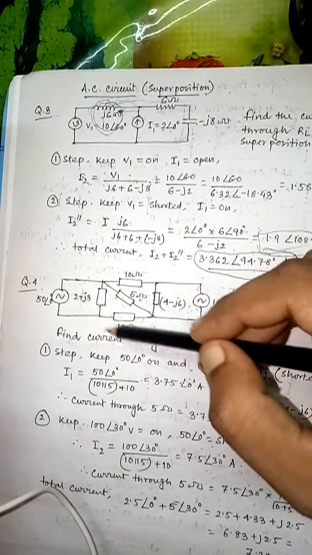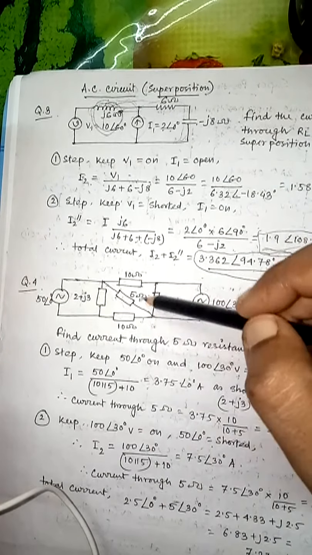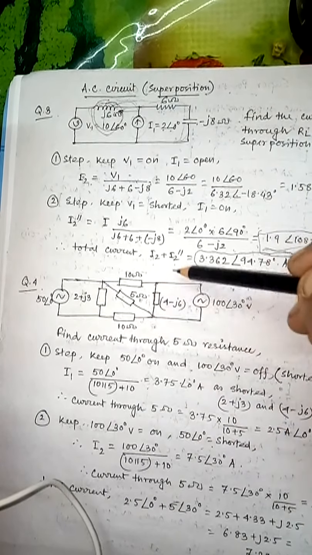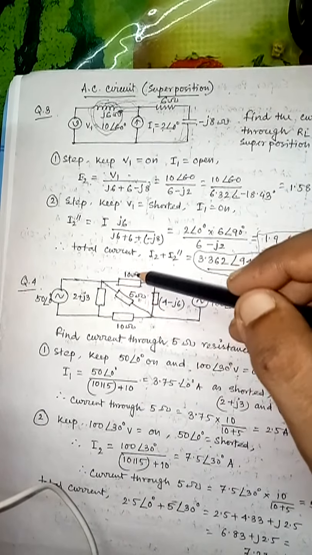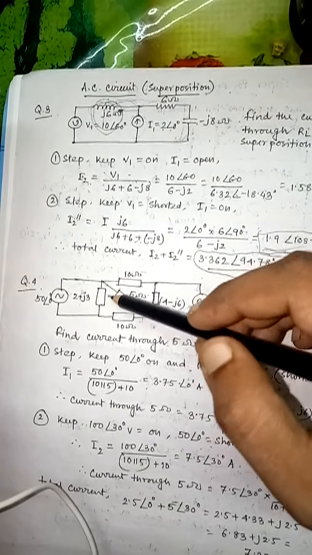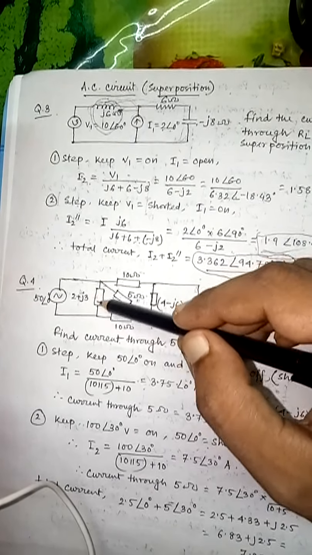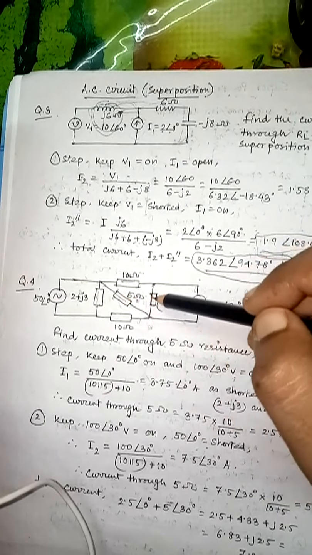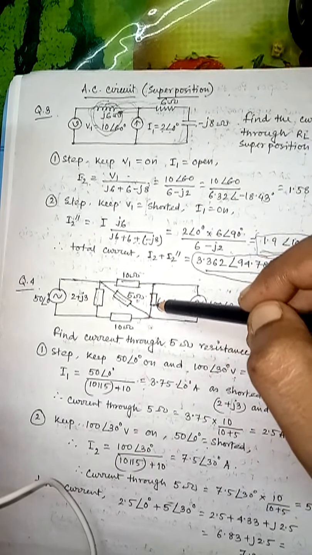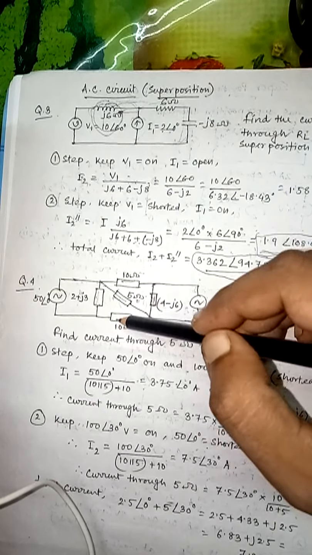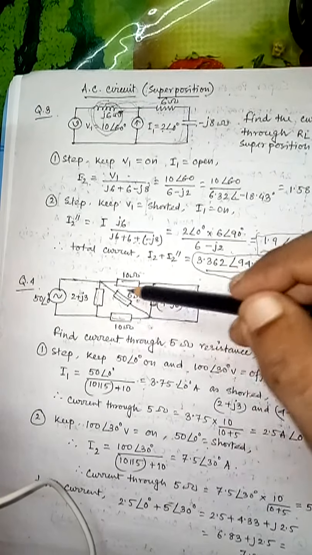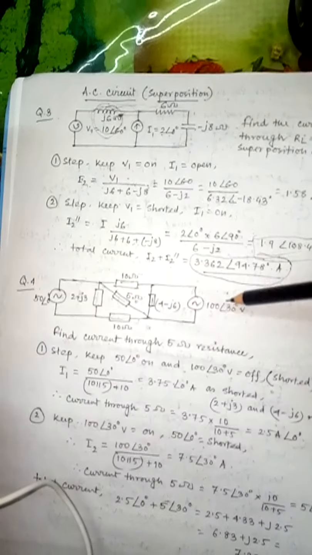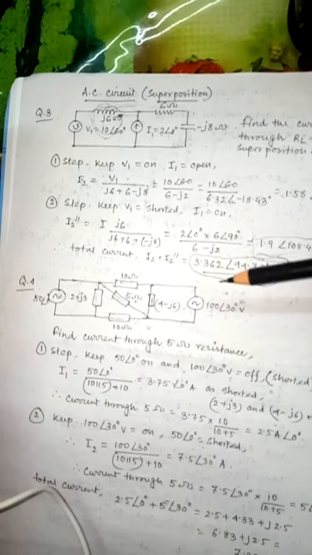Here is a messy circuit, a combination of different resistances, capacitances and inductances, shown in impedance style. This value is 2 plus j3, this is 10 ohm resistive, this is 5 ohm, this is 4 minus j6, and that is 10 ohm. So a messy structure is there. Two sources: one is 50 angle 0, another is 100 angle 30.